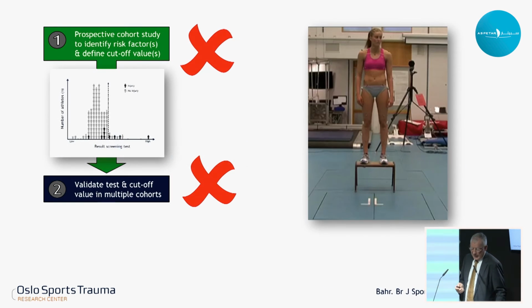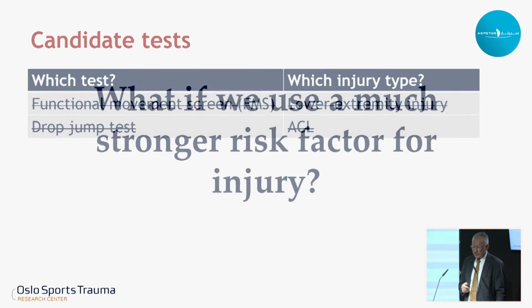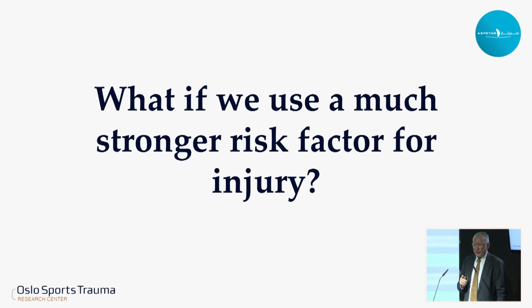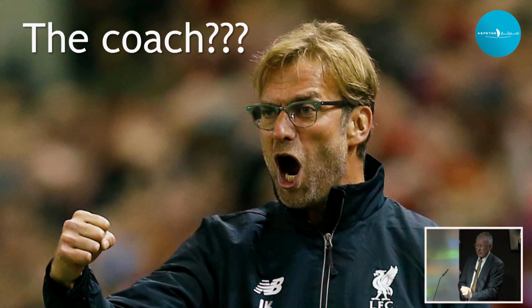All right, so a big red cross for 1 and a big red cross for 2. In other words, there's no point in doing 3 because, well, I already explained why 3 is not necessary. None of these tests work. If you have another test you think might work, well, tell me about it and we'll test it. But what if we use a much stronger risk factor for injury than these tests? And then the question is, what is the strongest risk factor for ACL injury? Some would say the coach.